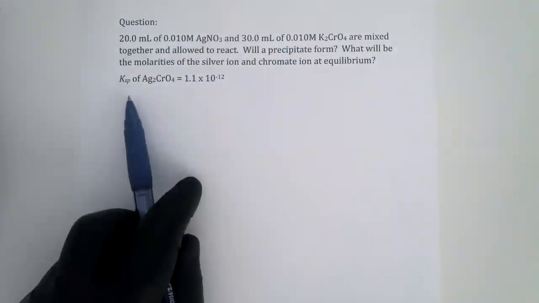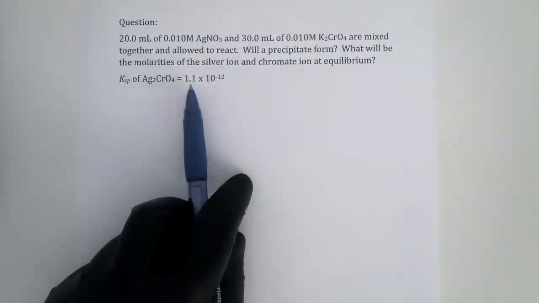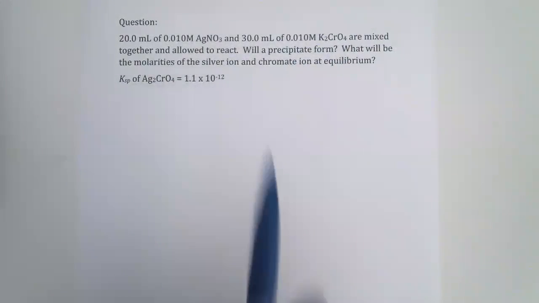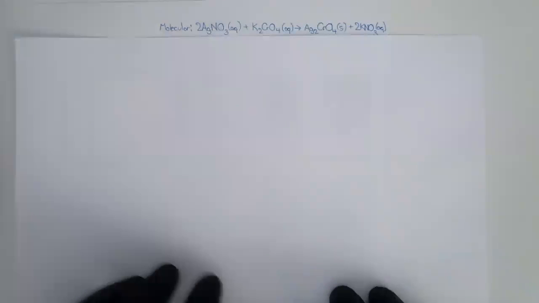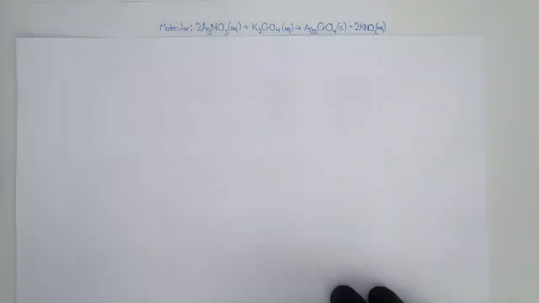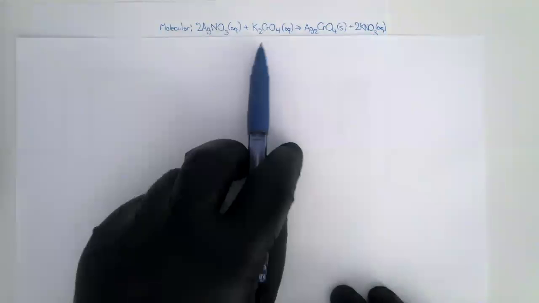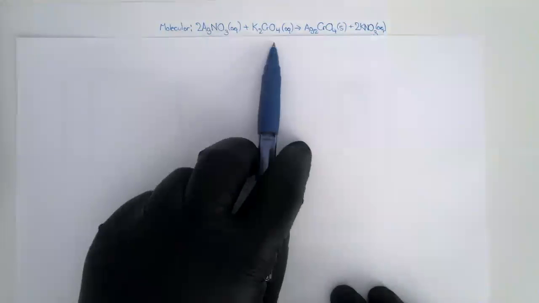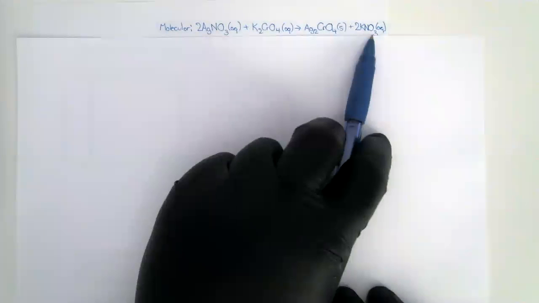Ksp of Ag2CrO4 equals 1.1 times 10 to the minus 12. First, we need to write the balanced molecular equation, which is 2AgNO3 plus K2CrO4 forming Ag2CrO4 plus 2KNO3.